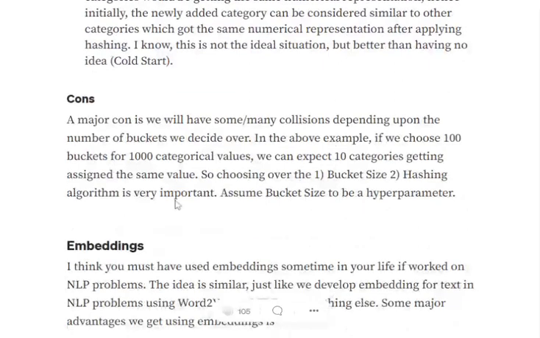Now the cons. As I told you earlier, for the cold start problem it is not a very ideal solution, but still we have got a solution. Also, when we take a bucket size less than the total number of categories, we are assuming that there would be some collisions happening. So for one numerical representation, multiple categories might be getting represented. So we need to be very careful while choosing the bucket size and hashing algorithm.